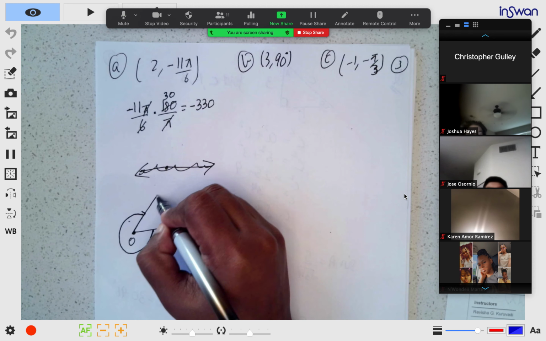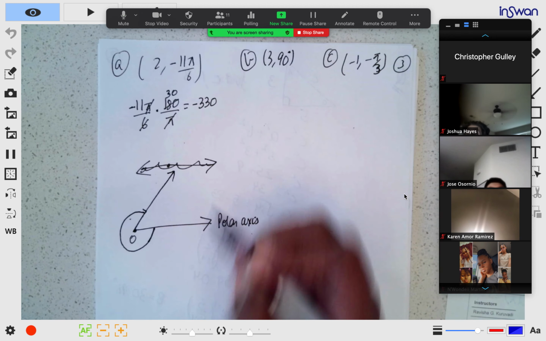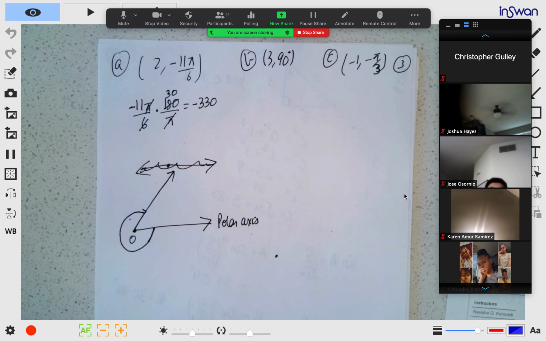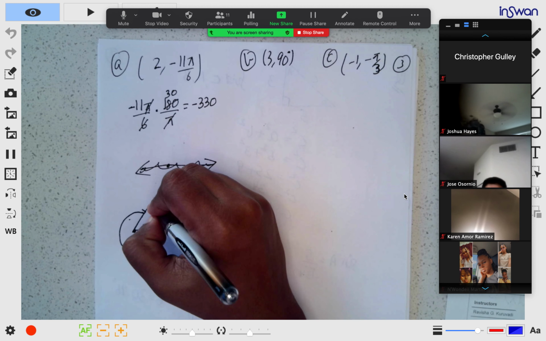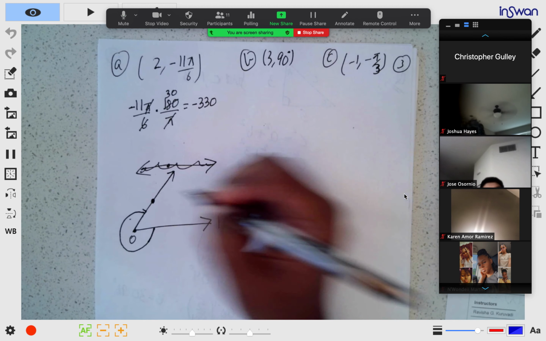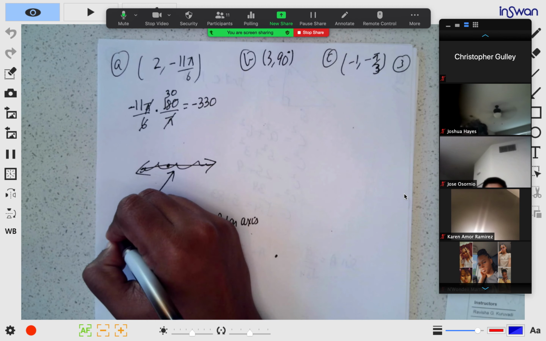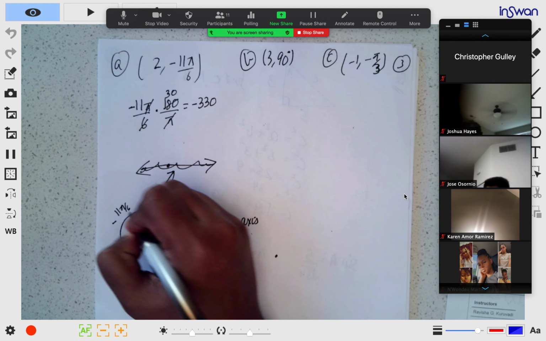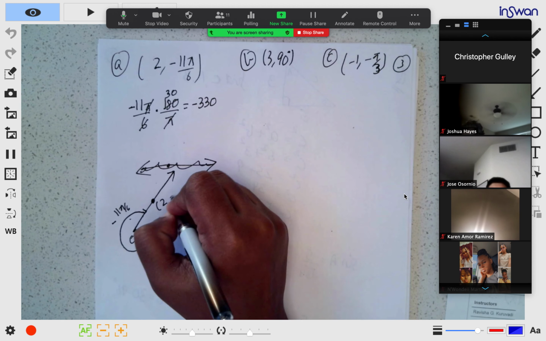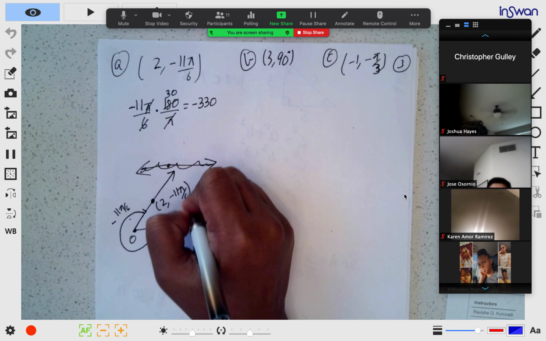This is your quadrant 1. Now, how do I draw this 2? You just go 2 centimeters on the top line. Exactly, correct. So this was negative 11 pi by 6. So this point becomes 2, negative 11 pi by 6. This is your coordinate. Good.